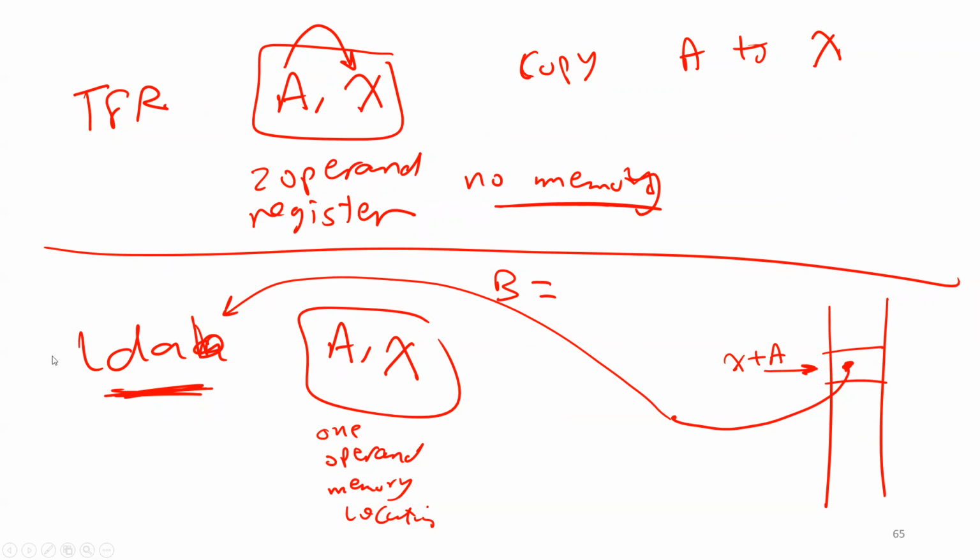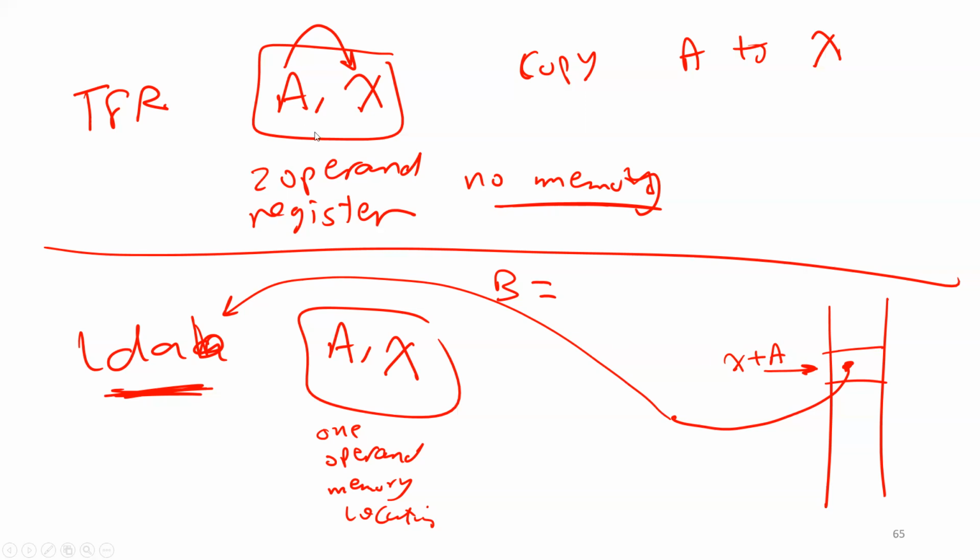However, if I say load B, A comma X, it's a completely different thing. So here A comma X is completely different from A comma X. A comma X here is a memory location. It's a one-operand memory location. So what's going to happen here? I'm going to read the memory location pointed to by X plus A and put it in B.